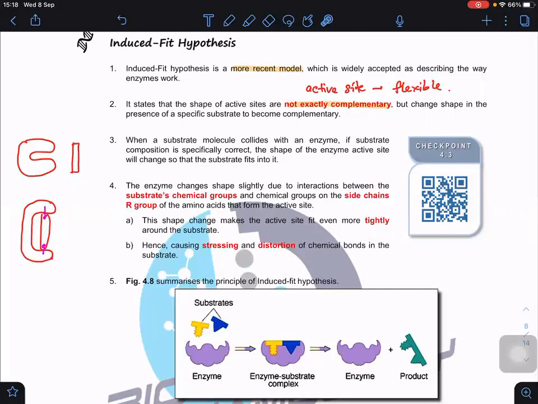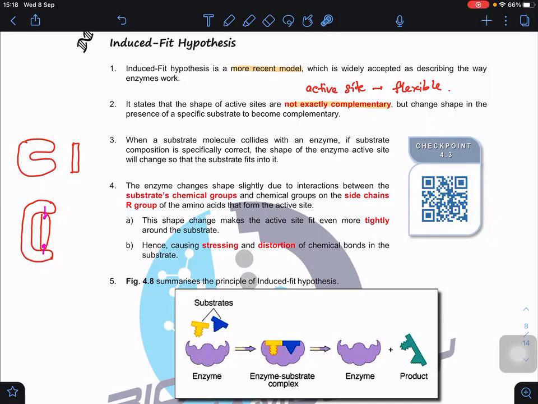Now look at this. This is what I call the handshake model. You shake hands, right? First you cannot do it like this. But now you will see that this is the handshake model. This is my hand, this is your hand, for example. We come close to each other, then we change the shape to make it complementary. Okay, so how do you break the bond?